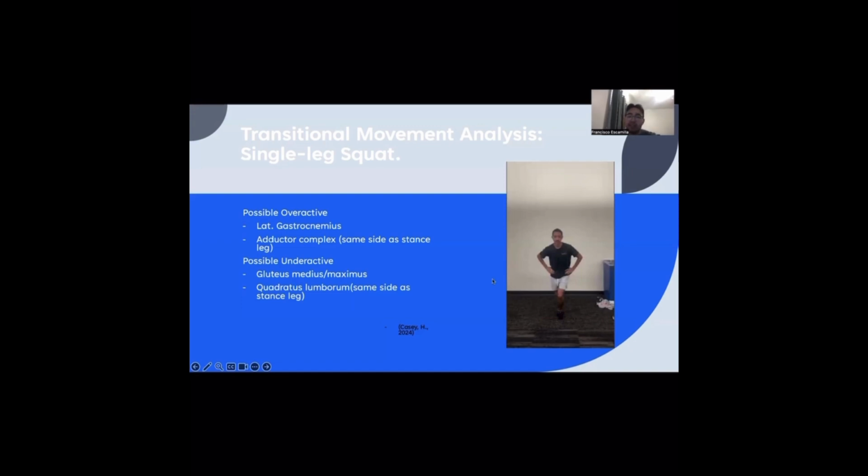Some of the possible overactive muscles because of the knee could be the lateral gastrocnemius and the adductor complex, which is the same side as the stance leg. And then once we go into the hip drop, whenever you're going into the squat position, possible underactive muscles could be the gluteus medius or maximus because of this, as well as the quadratus lumborum. Same thing as before, same side as the stance leg.